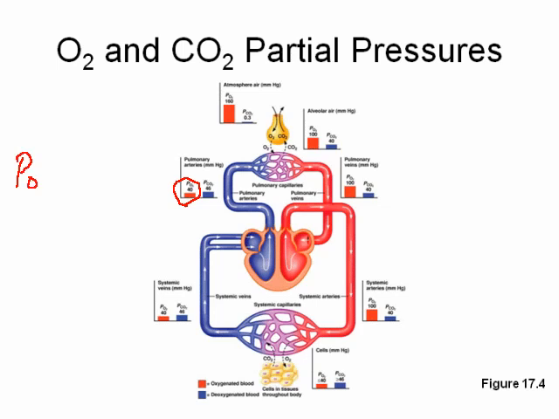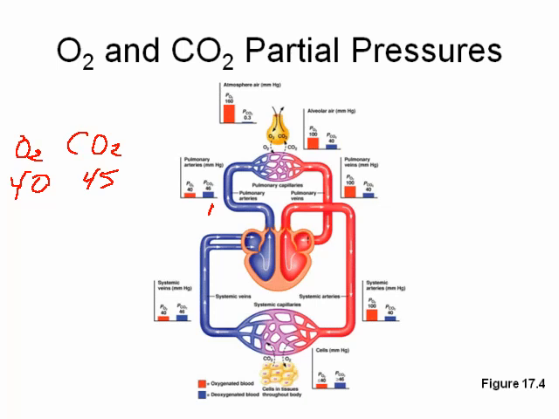And the partial pressure of oxygen is about 40 millimeters of mercury. Now, on the rest of these, I'm not actually going to be referring to millimeters of mercury because it's the same unit for all of them. But the partial pressure for oxygen is 40. The partial pressure for CO2 is about 45 to 46. Different books round it one way or another.